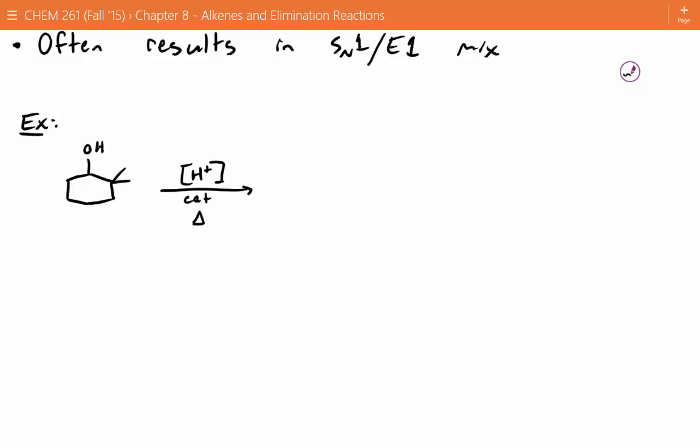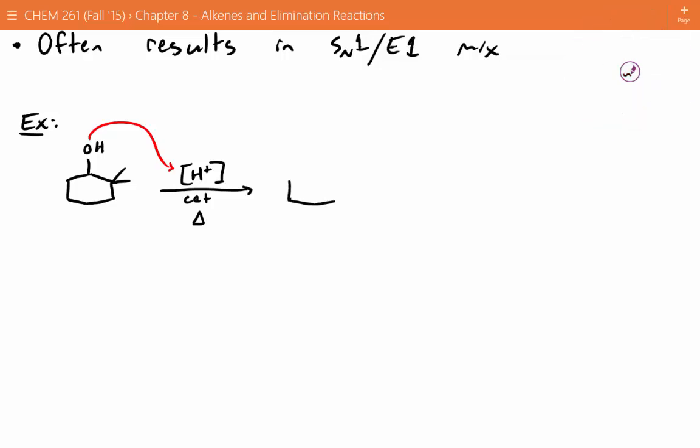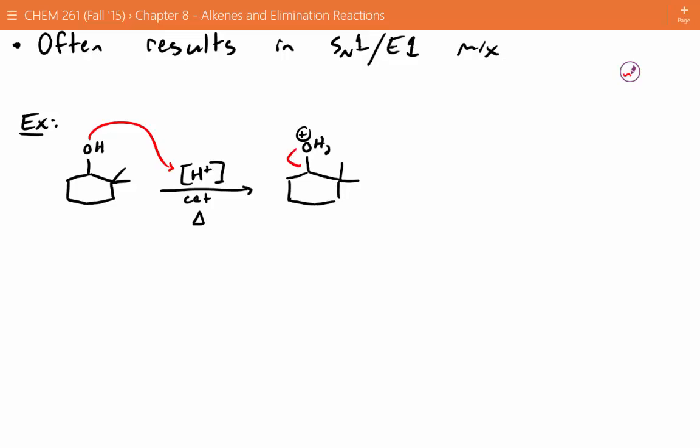So I often draw a catalytic acid as H plus in brackets and then write cat underneath it. What will happen here? Yeah, we're going to protonate it first. Fastest reaction in chemistry is always protonation. Now we've got water. Water is a good leaving group. What's going to happen next? Water is going to leave.